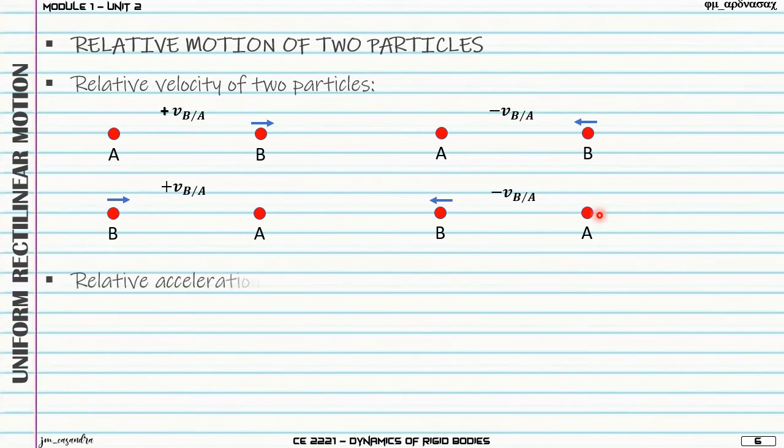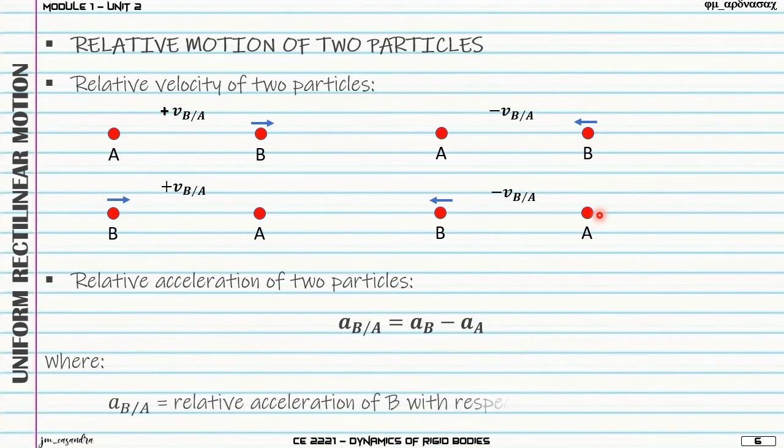So the next concept that defines our relative motion of two particles is their relative acceleration. Again, same as position and velocity, the relative acceleration of B with respect to A is taken as acceleration of B minus acceleration of A. So a of B with respect to A is the relative acceleration of B. So this is read as this one.